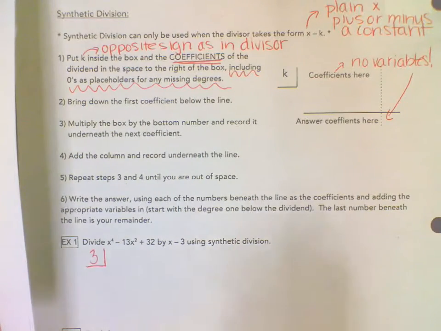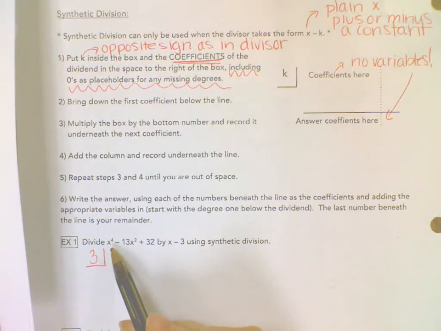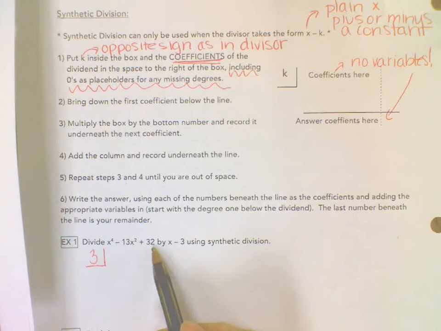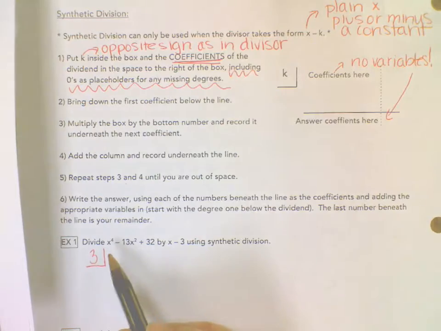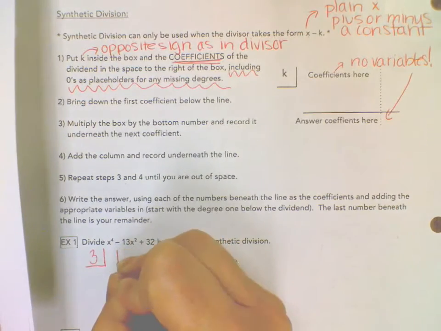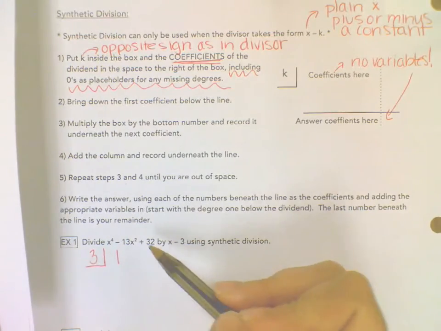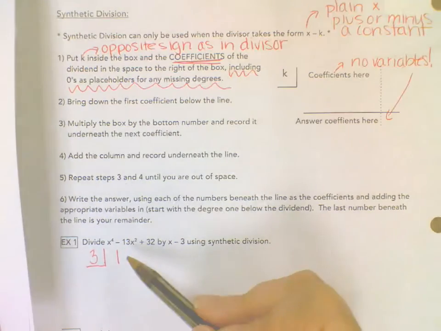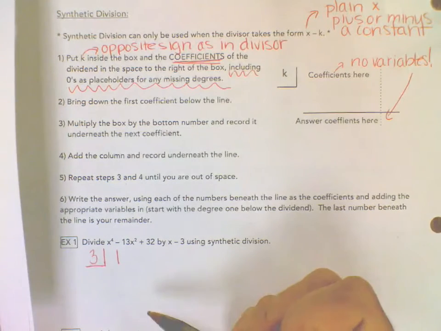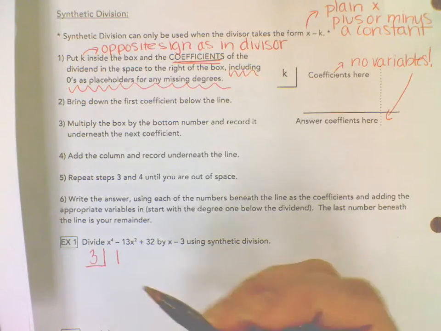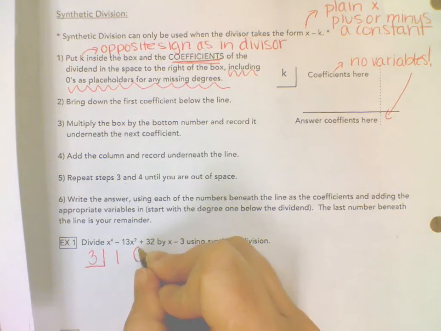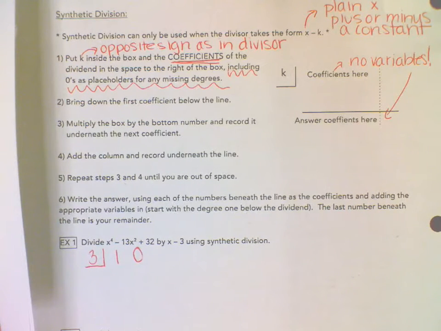So I look at my dividend. It starts with x to the 4th. That's the highest exponent. Its coefficient is 1. It's 1x to the 4th. So I start with that. Just like with long division, after x to the 4th, you have to go to x cubed. So I go and I look for my coefficient of x cubed, but I don't find one because I don't have an x cubed in my dividend. So that means that I need to use 0 as a placeholder for the x cubed.